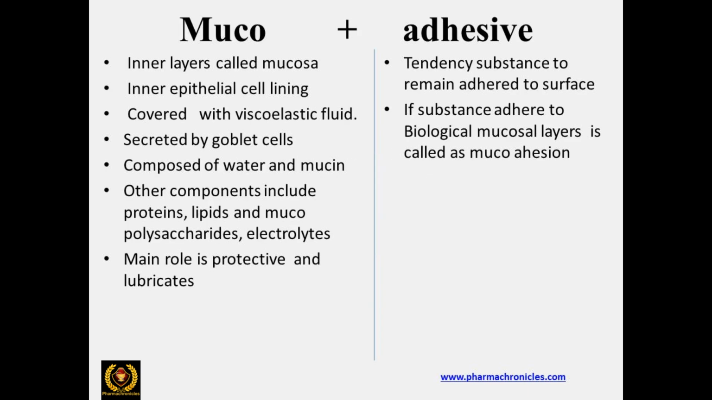Mucosa: the inner layers are called mucosa. Inner epithelial cell lining covered with viscoelastic fluid, secreted by goblet cells, composed of water and mucin. Other components include proteins, lipids, mucopolysaccharides, and electrolytes. Main role is protective and lubricating. Adhesive is the tendency of a substance to remain adhered to a surface. If a substance adheres to biological mucosal layers, it is called mucoadhesion.